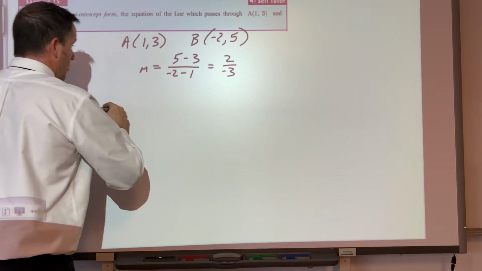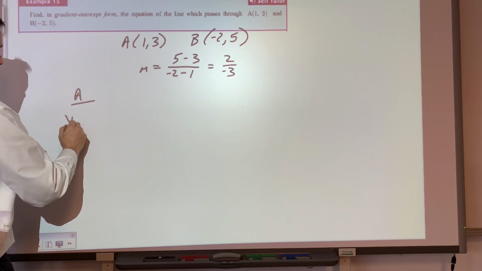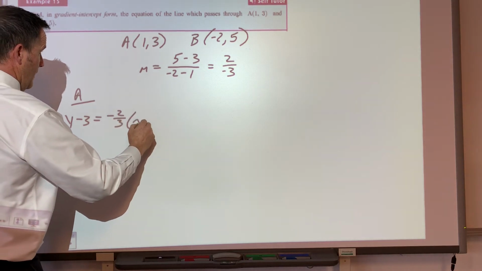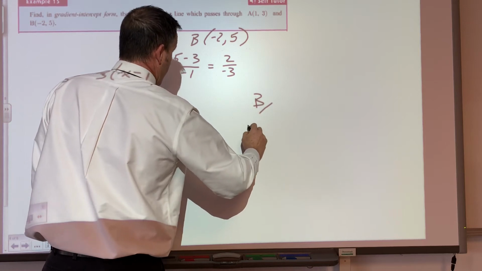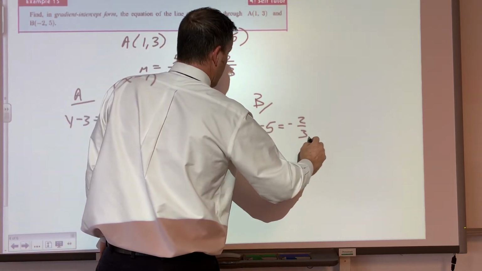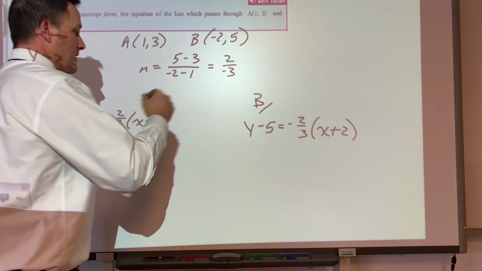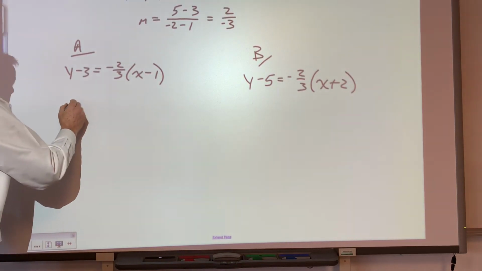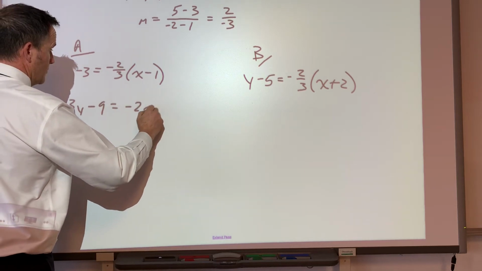I sub that into the other form. I don't care which point you use. I can use A and get y minus 3 equals negative 2/3 x minus 1. Or I can use point B and get y minus 5 equals negative 2/3 x plus 2. Yes, I skipped a step instead of doing the minus and negative 2. Multiply both sides by 3. 3y minus 9 equals negative 2x plus 2.